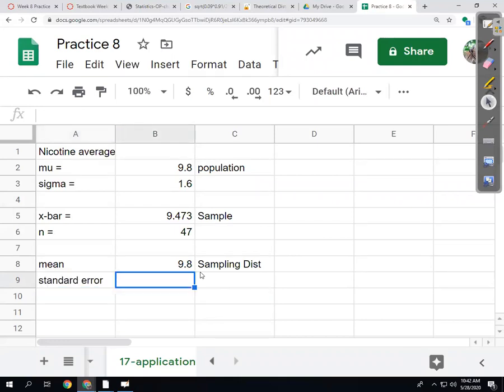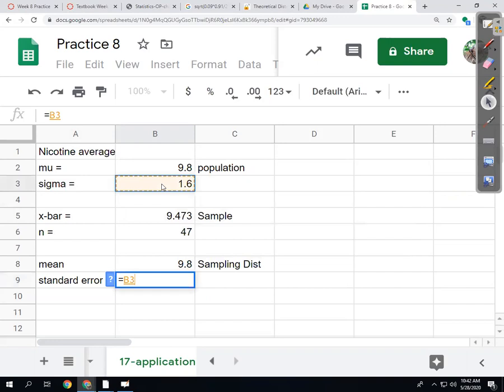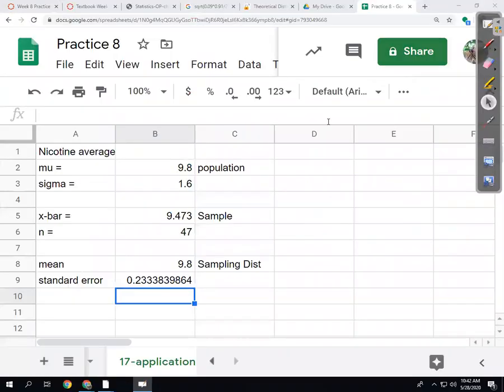So standard error just means the standard deviation of your sampling distribution. And that is, for a mean, always the population sigma divided by the square root of the sample size. So I get 0.233 if I went to 4 decimal places. Let's put that in the notes too. And this is approximately 0.2334. Did I read that right? 0.2333 and then an 8. Yeah, okay. So that's the standard error for the sampling distribution.